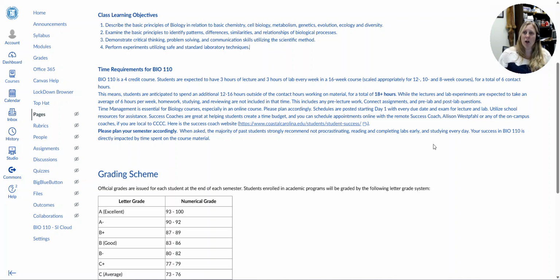They are both required. It is scaled appropriately for whatever sort of course you are taking, whether it's an 8-week, 10-week, or 12-week course. In a summer class, you are taking a 10-week course, for instance, and so you are expected to have 6 contact hours per week. For a 16-week course, which ends up being, I think, 8 contact hours per week in a 10-week course.